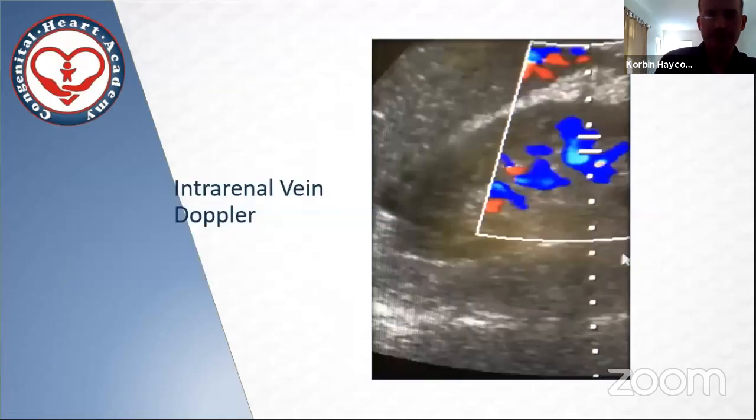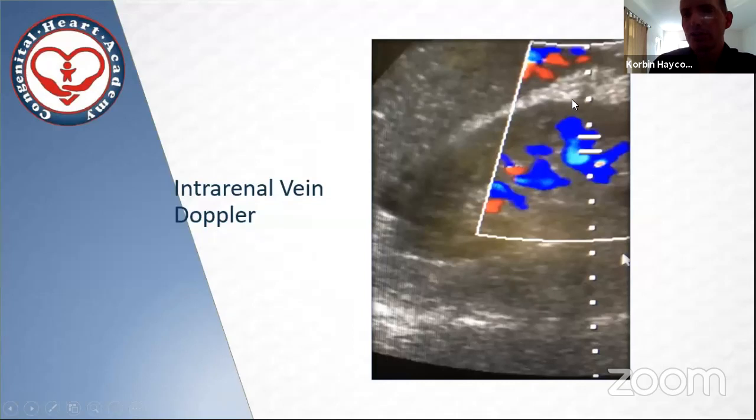Finally, intrarenal vein Doppler. This is the most challenging of these Doppler exams. So we want to not Doppler the actual renal vein. It will basically look exactly like the hepatic vein. And we want to avoid these larger veins in the kidney.